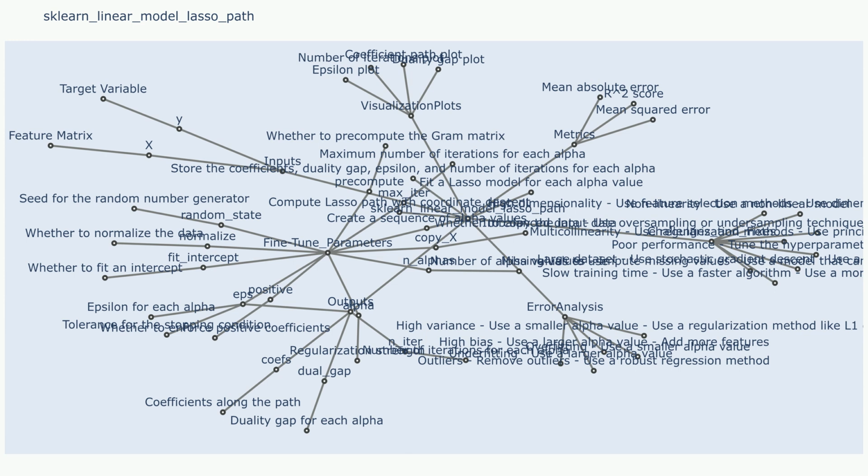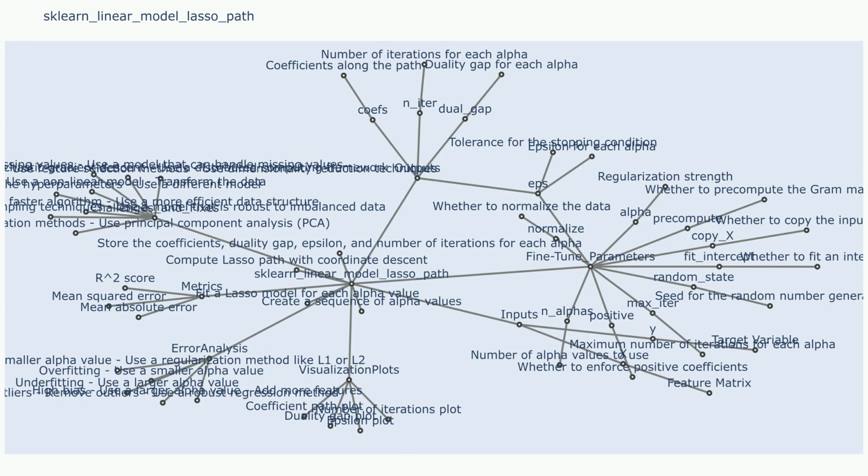Challenges and fixes. Challenge 1. High dimensionality of data can lead to slow computation and difficulty in finding an optimal solution. Sample use case that resulted in challenge 1: when working with datasets with thousands of features, the lasso_path function can become computationally expensive.